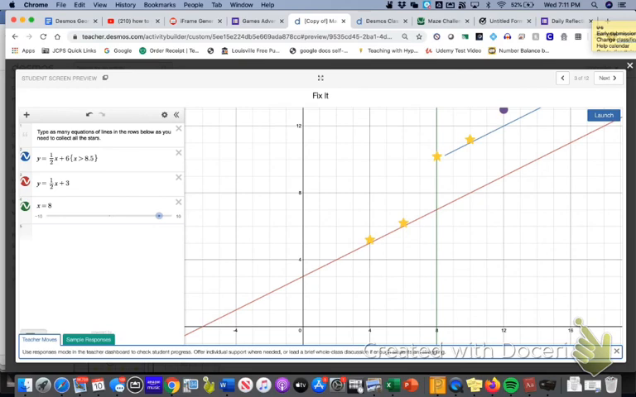Remember how to add a constraint. I'm going to do my squiggly bracket, and I'm going to do y is greater than 8. Close it with the bracket. Let's see if that works. Ta-da! Success.